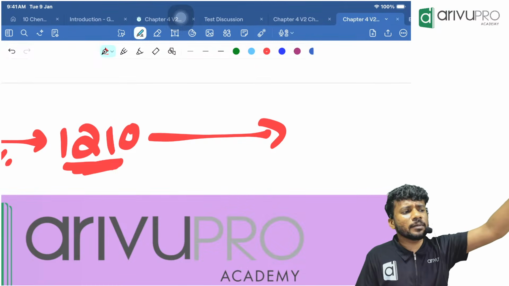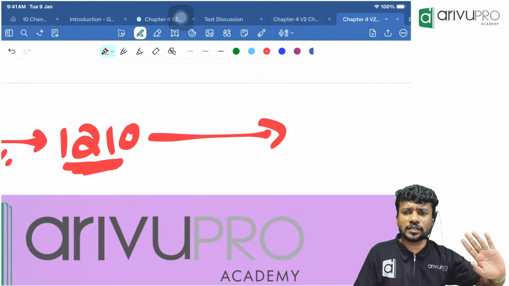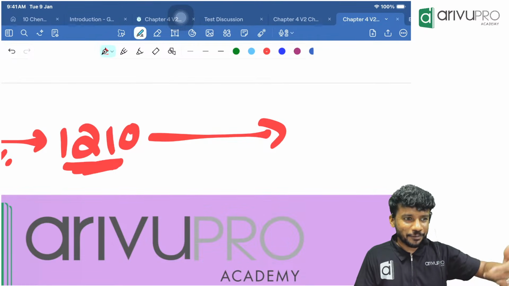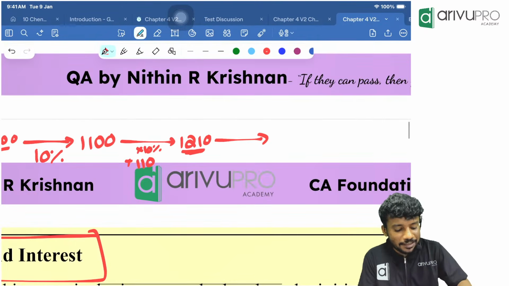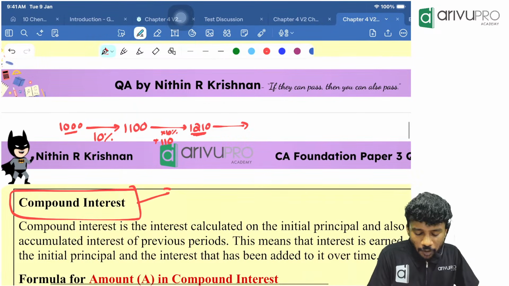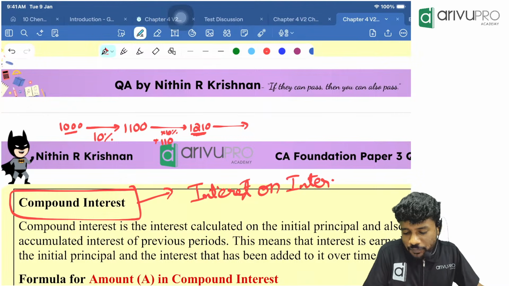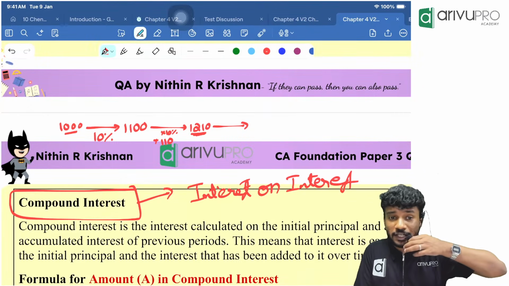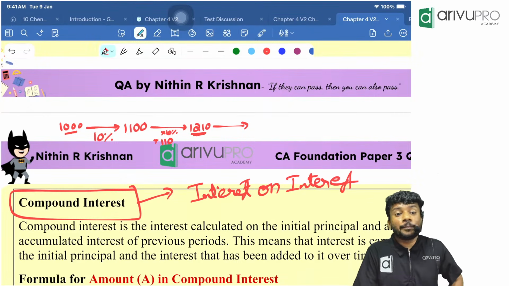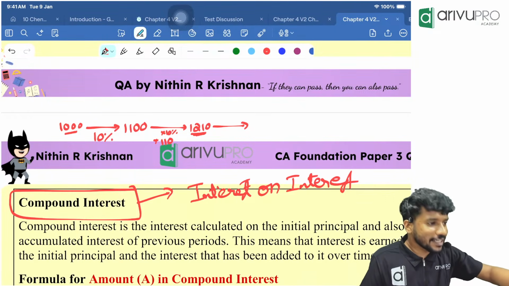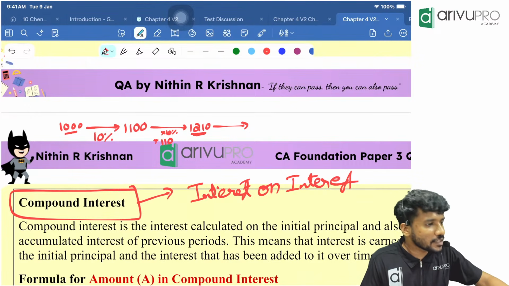Now tell me, which will be a bigger value, simple interest or compound interest, for more than 1 year? Compound interest will be a bigger value because there is interest on interest. Make a note, in compound interest there is interest on interest. In simple interest, interest is only on the principal. Here interest is on the principal as well as the interest of the previous year. That is the major difference.